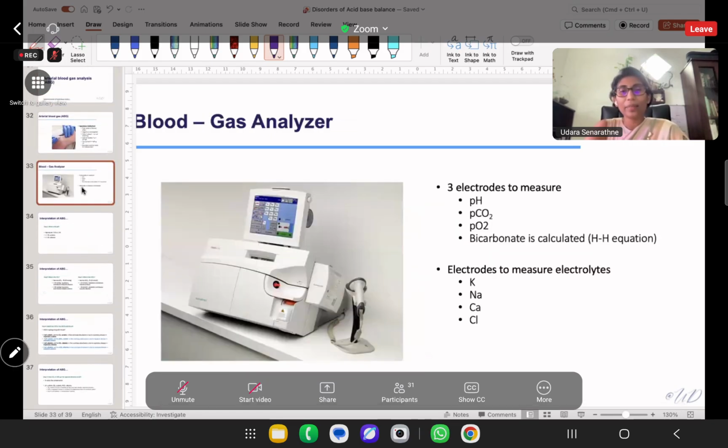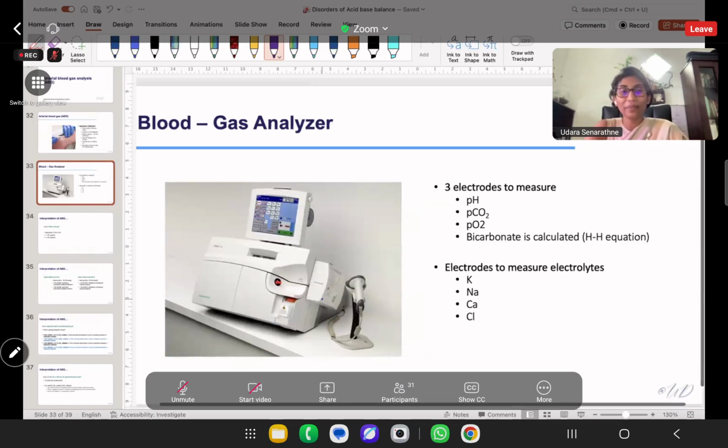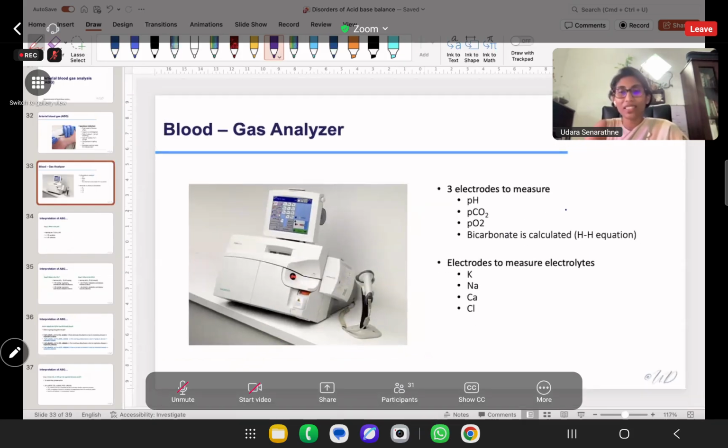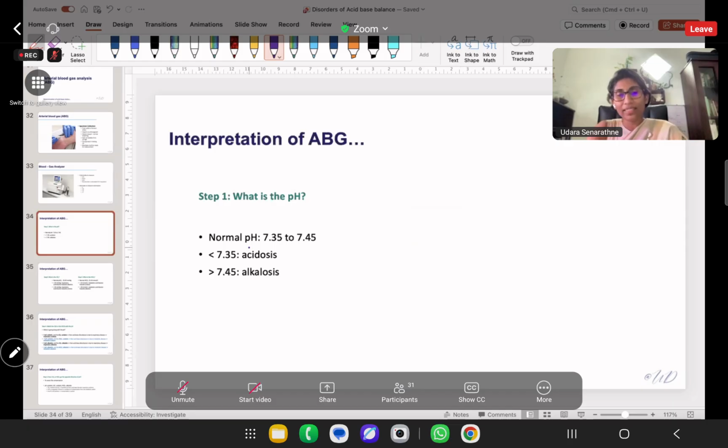So what are the steps? Now when you go to the blood gas analyzer, there you have electrodes to measure the main components, and certain parameters are calculated, but certain parameters are measured. So it's okay, you don't need to remember which ones are calculated and measured, but they are measured by electrodes by the blood gas analyzer.